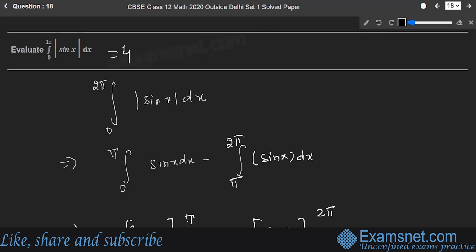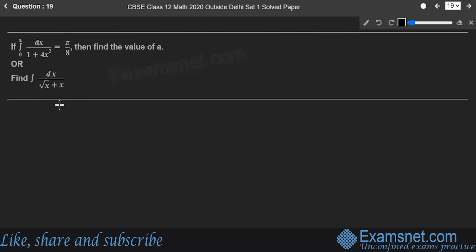Hope you understood that. Next is question number 19. You have to find the integral of dx upon 1 plus 4x square. What you have to find out? You have to find out the value of a. You are given that this is equal to pi by 8. Limits are from 0 to a. Fine. Okay, so let's go with this.